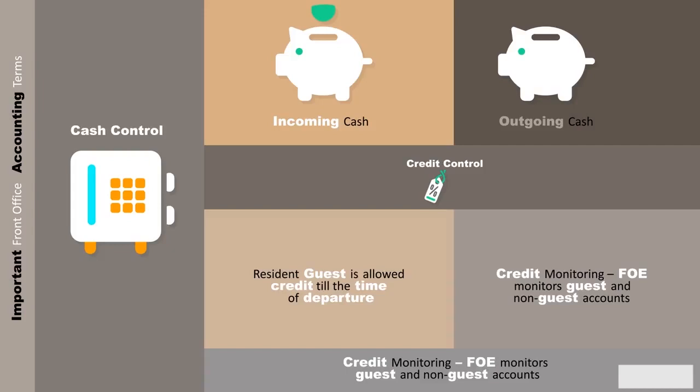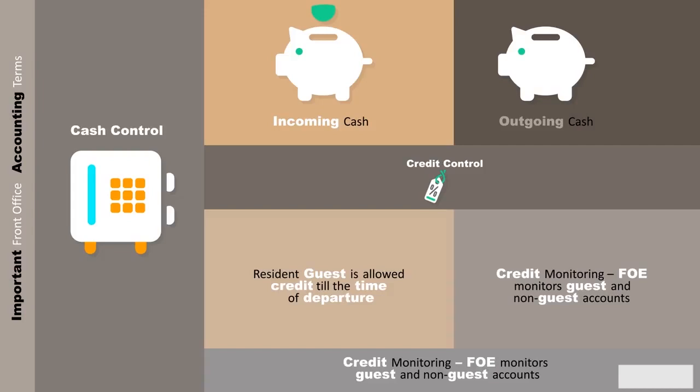Credit control. There are 2 types of credit control facilities provided in hotels. The resident guests are ordinarily allowed credit so long as they stay. These guests pay the bills only at the time of departure. There is yet another credit facility where the guests may not pay the bills even at the time of departure.